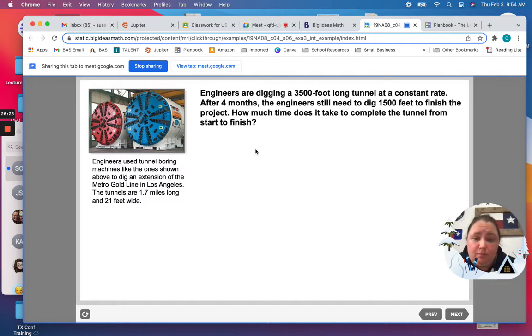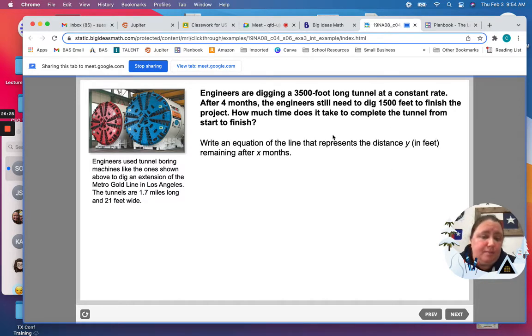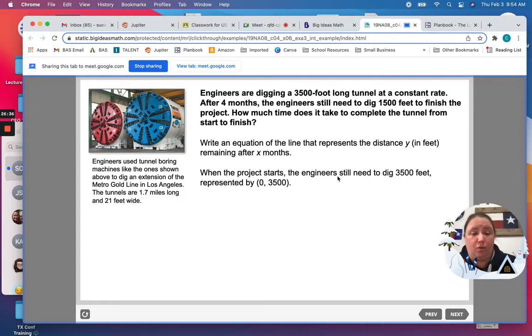That is huge. All right, so we're going to write an equation that represents the distance y remaining after x number of months. Okay, slope-intercept form. So they've given you the first point. They started digging, so they haven't done anything, so your beginning is 0, and they need to dig 3,500 feet. Does that make sense? We haven't even started digging, so my x is 0. I want y, the distance, to be 3,500 feet. So we've got one value.